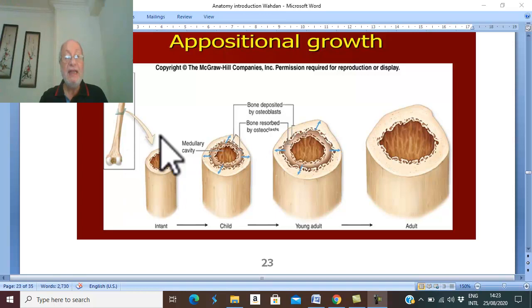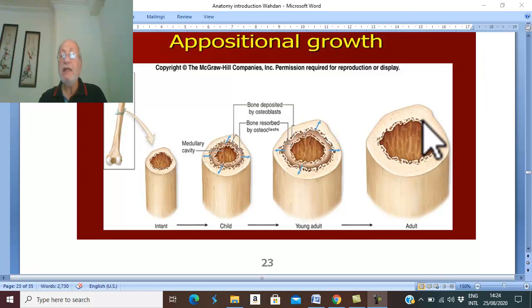produces bone deposition in the periphery, and at the same time the osteoclasts in the endosteum. This is the endosteum. The osteoclasts in the endosteum produce erosion of bone in the inner aspect of the cortex, leading to a wide medullary canal.